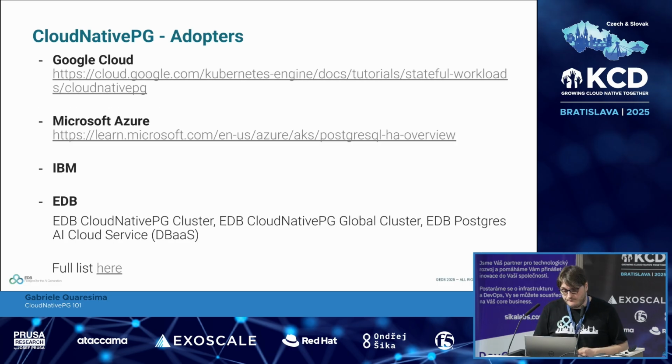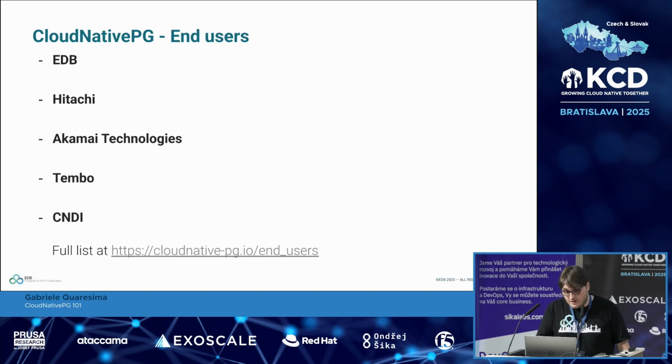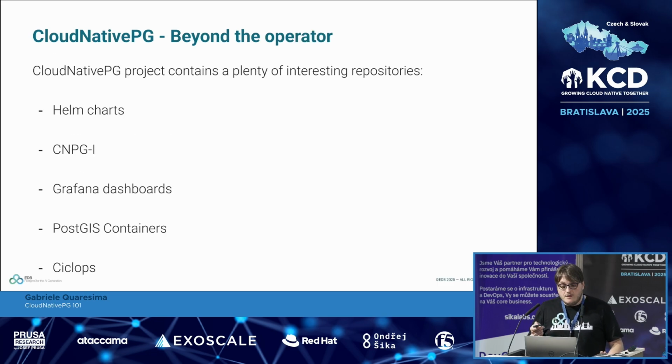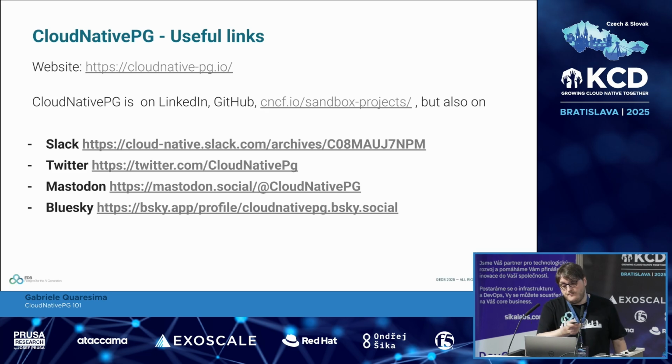There are a lot of great companies that adopted CloudNativePG, like Google Cloud, Microsoft Azure, IBM, and CDB. And there are also a lot of end users like Hitachi, Akamai, Tembo, and so on. In the repo you can find the operator, but there are also the Grafana dashboard, the Postgres containers maintained by the community, Helm charts, CNPG-I examples, and so on. This is a list of links from the social side. So we have Slack, Twitter, Mastodon, Bluesky.